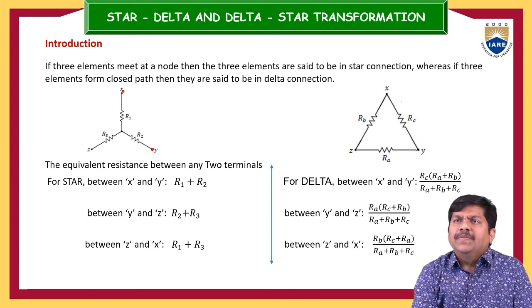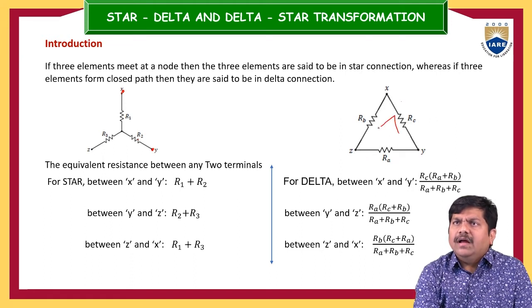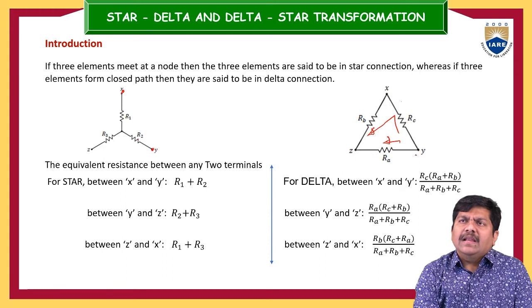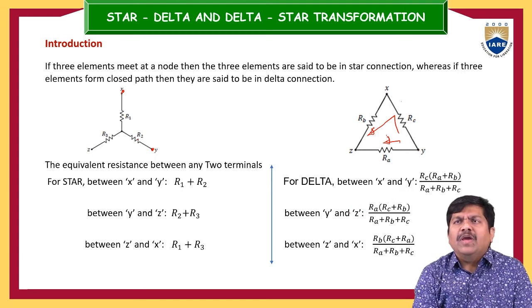That is Y and Z. If we take the pair Y and Z, Y is connected to Z by means of RA, and one more path is RC to X to RB to Z. So one path is like this and another path is like this. Our points of interest in this analysis are Y and Z, so X will not carry any information. RC and RB are serially connected, and this combination is in parallel to RA. So between Y and Z, it is RA times (RC plus RB), divided by RA plus RB plus RC. This is how we determine the equivalent resistance between Y and Z.